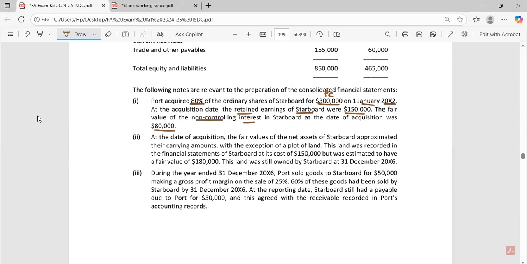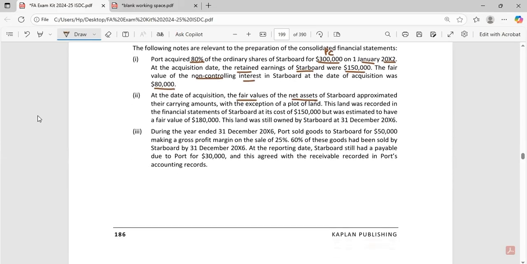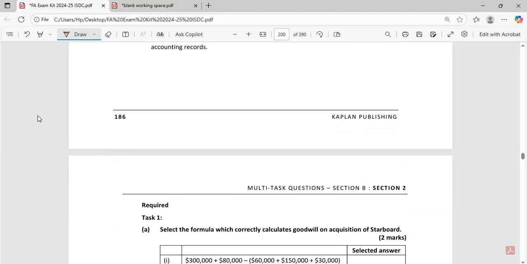Then we have been given certain adjustments about fair value of net assets. We know that we have to take fair value of all the net assets at the date of acquisition. This is the rule. Upon consolidation, we have to take fair value of net assets of the subsidiary company. We'll come to this afterwards. Then we have been given information about intra-group trading. Port, which is the parent company, has sold goods to the subsidiary company for 50,000, making a GP margin of 25%. We'll come to this afterwards when required.